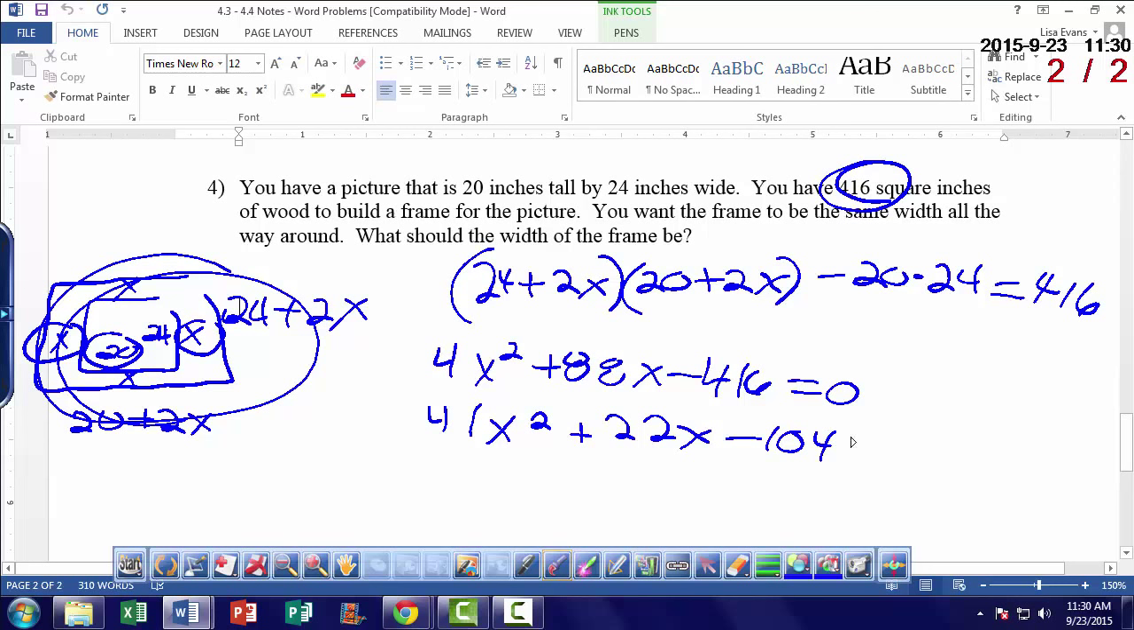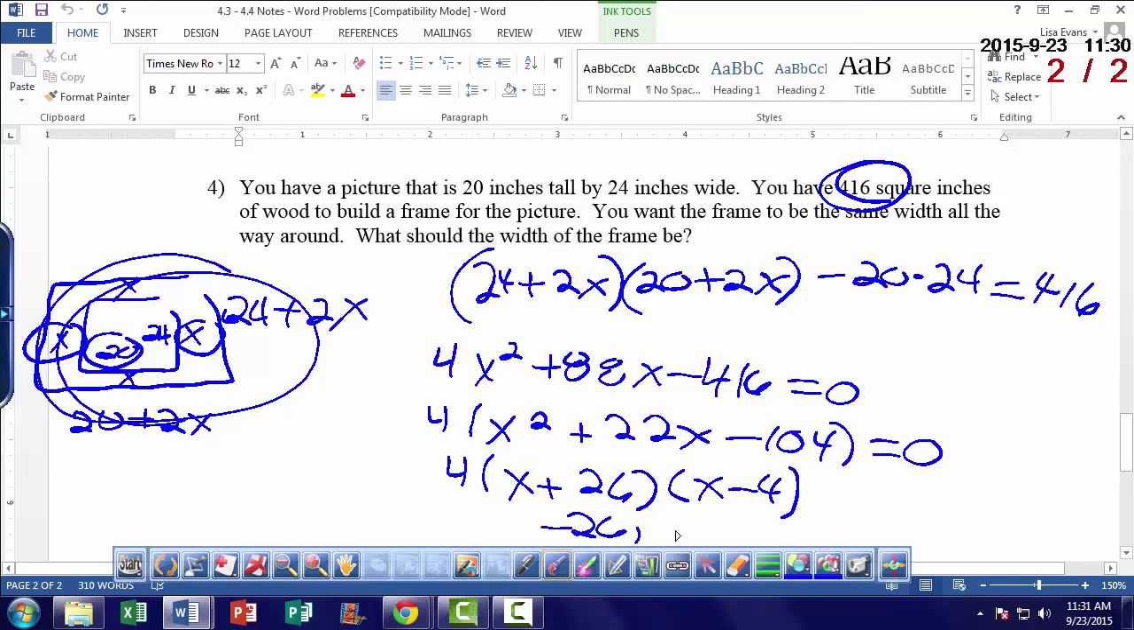So you are going to do what multiplies to give us a negative 104 and adds to give us a 22. We're going to set each parenthesis equal to 0, so we get negative 26 and positive 4. We can't have a negative width. This is going to be 4. For what? The problem above is in inches, so 4 inches.